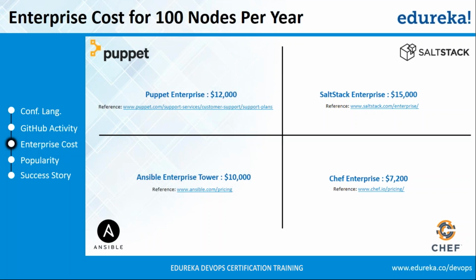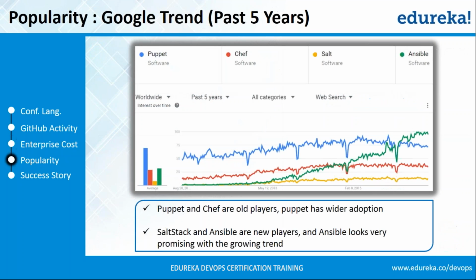Now let us move forward and compare the tools on the basis of popularity. This is the Google Trends graph for the past 5 years. Let me tell you guys that Puppet and Chef are the old players. They are very mature and well-established tools. Most of the industries across the globe recognize both of these tools. But when we talk about SaltStack and Ansible, they are new to the market.